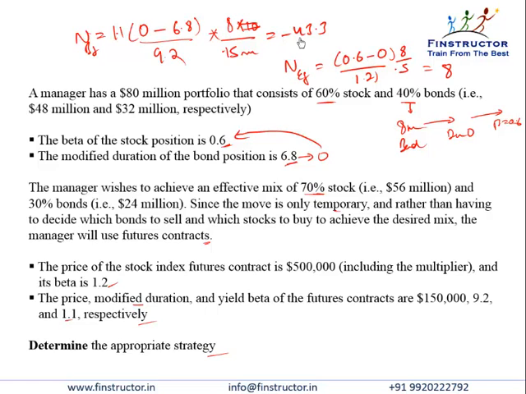So we need to short 43 futures contracts and long 8 stock futures contracts to convert 10% of the bond position into an equity position.